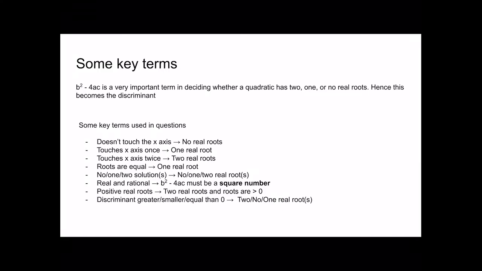If they say the discriminant is greater than 0, that means there are two real roots. If the discriminant is smaller than 0, then there are no real roots. And if the discriminant is equal to 0, then there's one real root. These are general terms used in the exam, and it's pretty common for examiners to switch it up once in a while. So it's a really good idea to learn these off by heart, so whatever the examiners put, you'll know exactly what they're talking about.